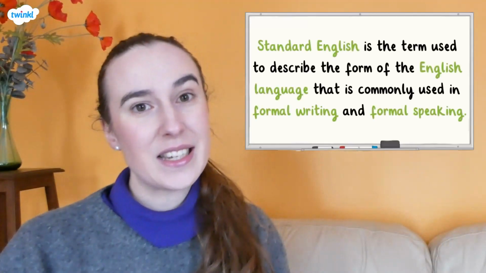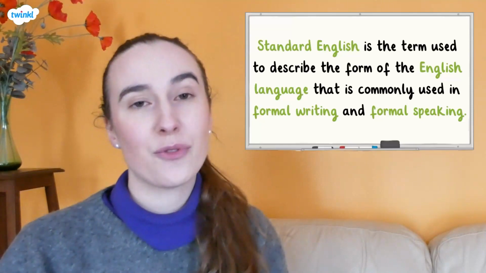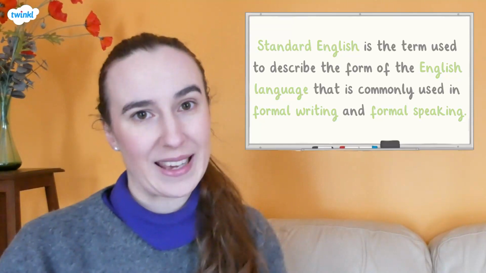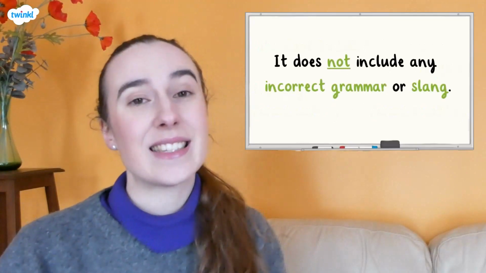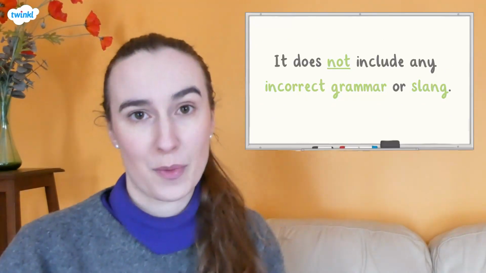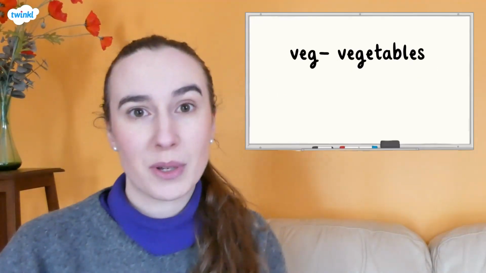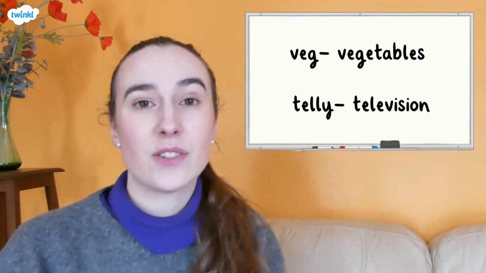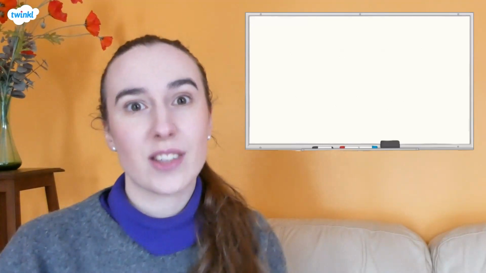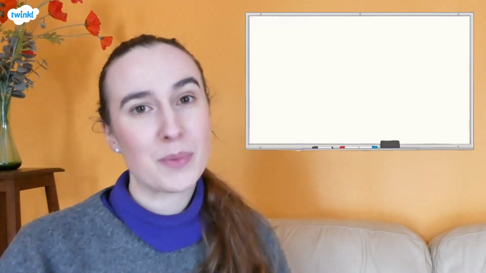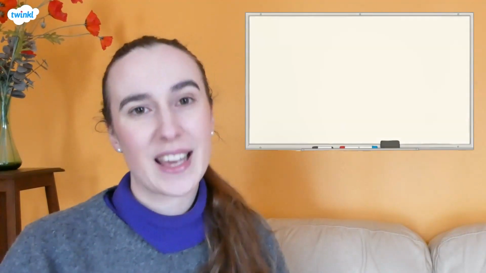Standard English is the term used to describe the form of the English language used commonly in formal writing and formal speaking. It does not include any incorrect grammar or slang, as this is seen to be very informal. Some examples of slang are saying "veg" instead of "vegetable", or "telly" instead of "television". There are some common mistakes that people make when using the English language. Use these top tips when you are writing or speaking to make sure that you are using Standard English.